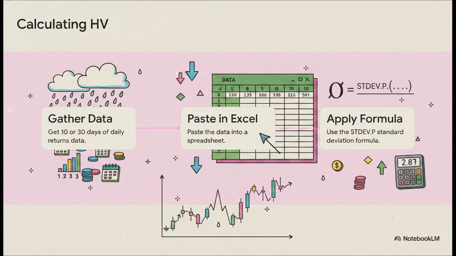Imagine over 10 days, daily rainfall varied from 1 millimeter up to 10 millimeters. Plug those numbers into Excel, and the formula outputs your historical fluctuation. Let's say it's around 2.87. That number right there, that's your historical volatility. It tells you the average deviation from the norm based strictly on past factual data.